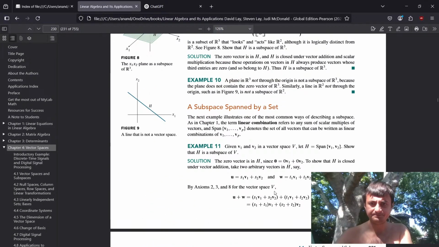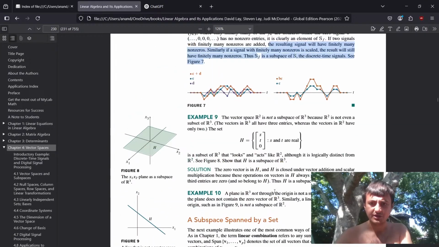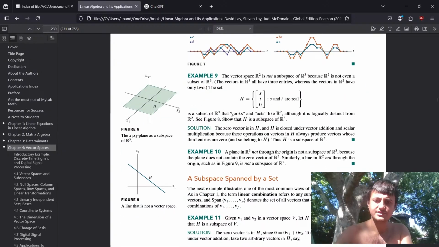Okay, then they go back. Oh, here's an important example, I guess. R2 is not a subspace of R3, but this, where you have 3 coordinates but only the first 2 vary, that is a subspace. It's because you just can't compare R2 and R3. It just doesn't really make sense.